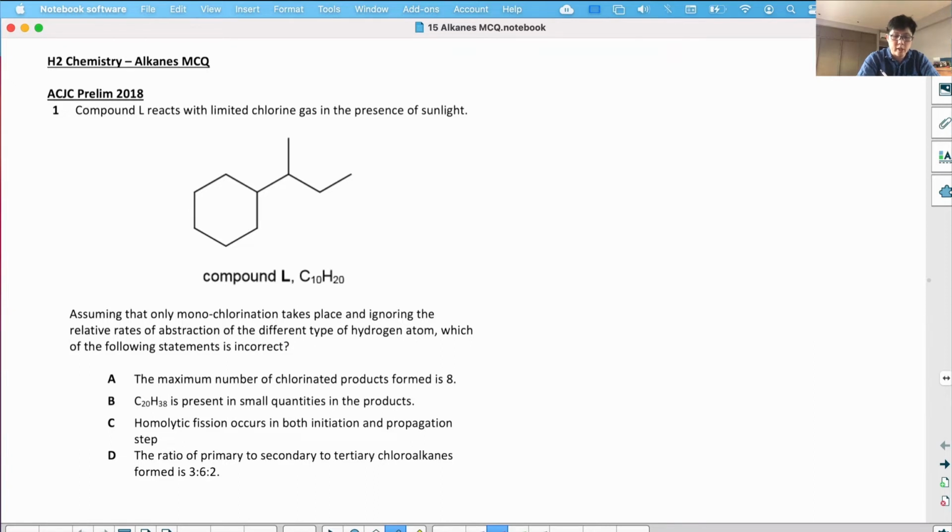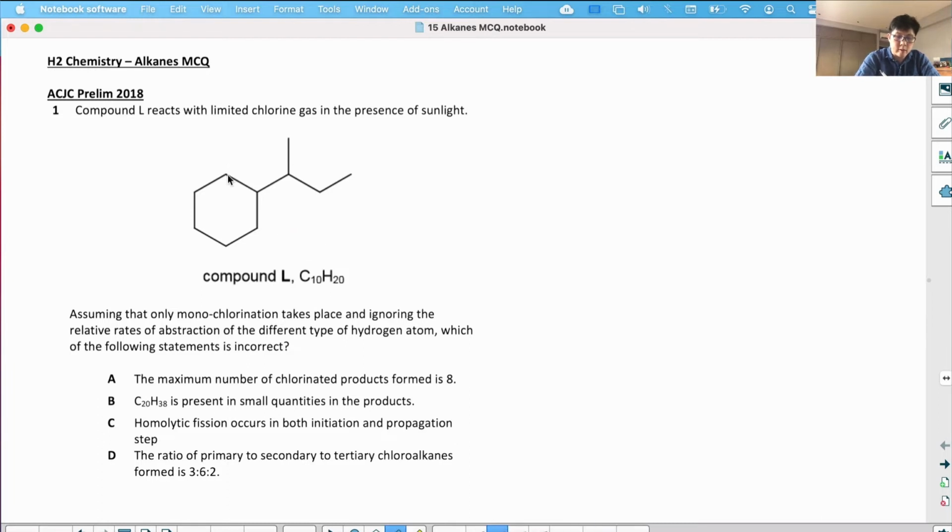I can kick out this H and put in a Cl, or I can kick out this H and put in a Cl, or I can kick out this H and put in a Cl. For this one over here, I can kick out this H and put in a Cl, or kick out this H and put in a Cl. They actually mean the same because this molecule is symmetrical. So you must be able to see that.